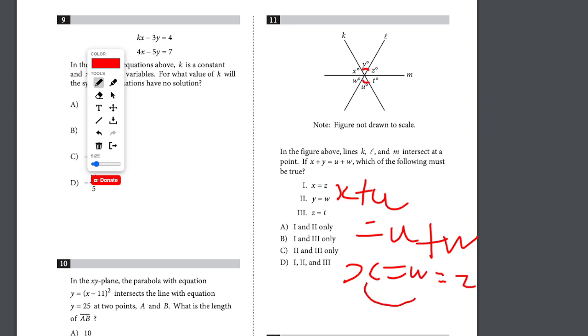So by proving this and proving this, we can in the end prove this. X equals Z. So yes, the first one is true. We have proven that. Very well. So that's the first one, so just keep it in mind. So option 1 is correct.